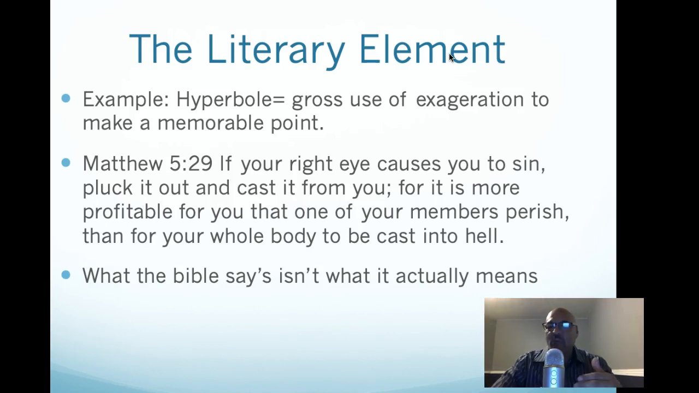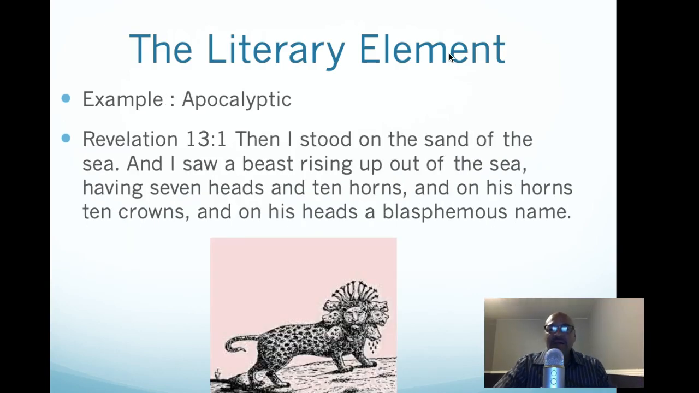You have to understand when hyperbole is being used, okay? You have to understand the apocalyptic, the translative, the scriptures that bring translative perspectives. Okay, here's an apocalyptic one.